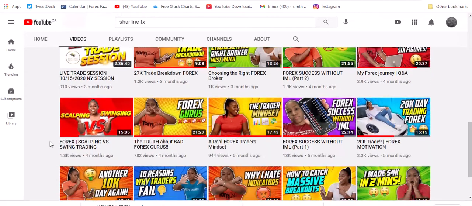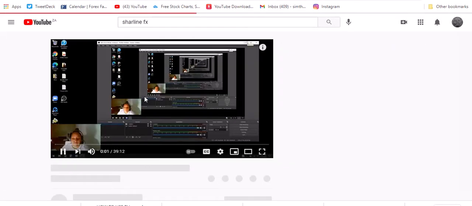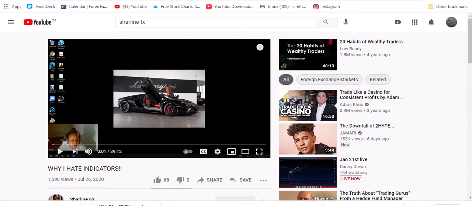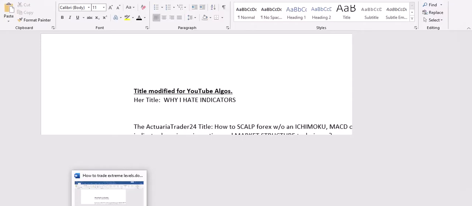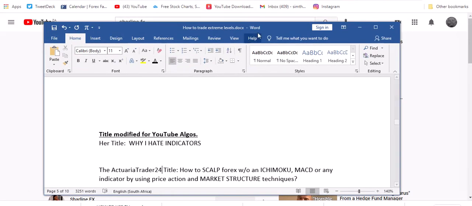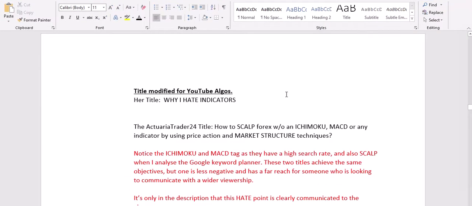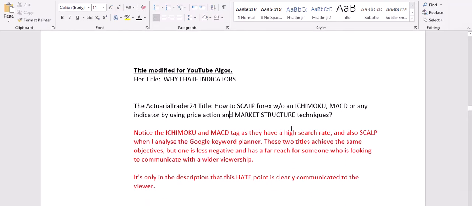So we'll look into this particular video, which is why she hates indicators, and this is what I did. So she said why I hate indicators, and this is the actual trader 24 title. This is how I would modify it, particularly for algo purposes. Why? Because I'm trying to use different tags in order to line you up, to queue you up, so that you get that chance for your video to be viewed.